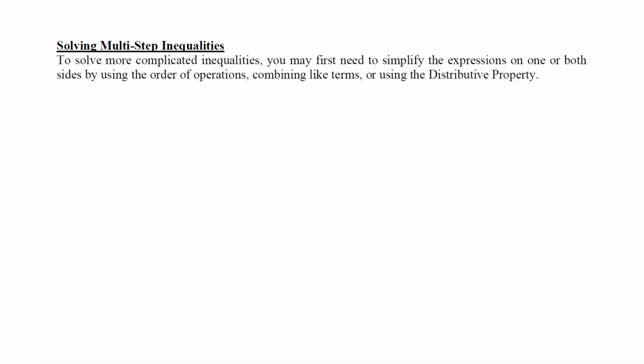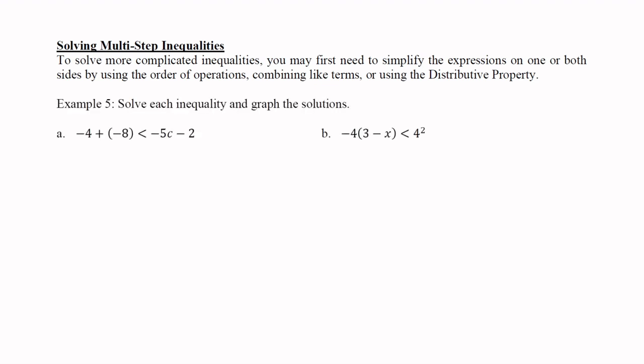We can ramp up this process for solving multi-step inequalities, and very much like when we solved multi-step equations, we may need to simplify things by combining like terms or using the distributive property. So in A, we're going to start by combining our like terms. Negative 4 plus negative 8 on the left-hand side is negative 12.